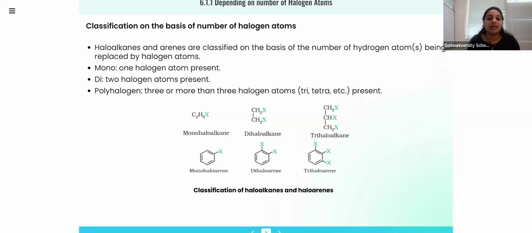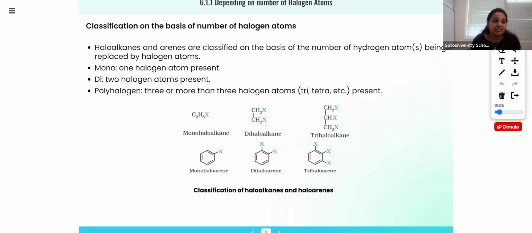First, the classification based on the number of halogen atoms. In a halogenoalkane, as I said before, the hydrogen atom is substituted by the halogen. In a hydrocarbon, more than one hydrogen atom may be substituted by halogen atoms, right? In some cases, only one hydrogen may be substituted. Suppose I am taking an ethane molecule, CH3, where one carbon is surrounded by three hydrogens. Here I am replacing one of the hydrogens from this carbon with a halogen.